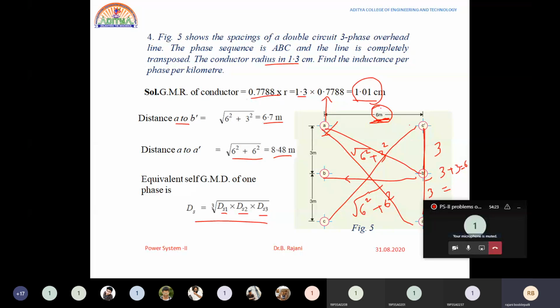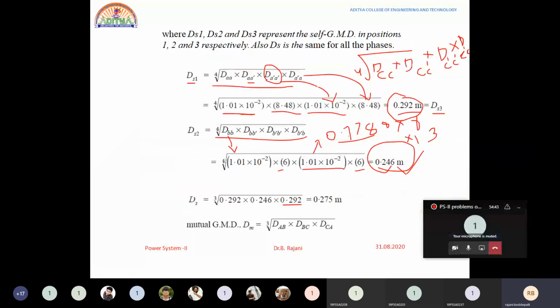See, C and C dash are at equi-position to each other. Here these are parallel to this. This is at the same position as the C dash, and here C is at the same position as the A dash. So if you find the distance, here 6, so root over 6 square plus 6 square. Here also you are getting the same answer as for the conductor A. So we are placing it like that, and DS1 is the same as DS3.